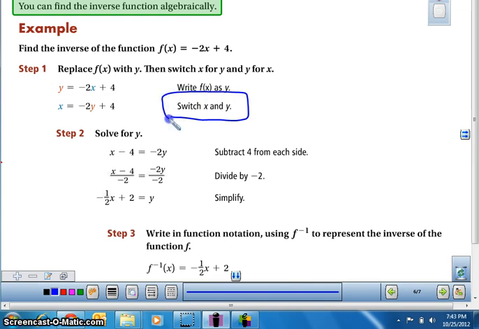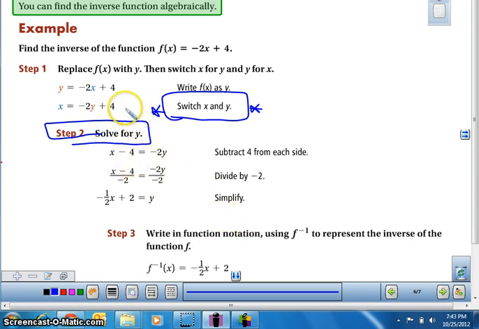This is a key thing right here. You need to switch these around. What do I mean switch? Well, every place where y is, it becomes an x. Once you've done that, you now want to solve for y. When you solve for y, that will be our inverse function.